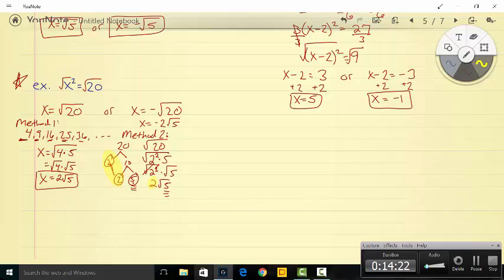I think there's 2 more methods. There's completing the square for a quadratic, and then there's also the quadratic formula. I think I want to wait and do those with another video. That way we can keep the videos for less than 15 minutes.